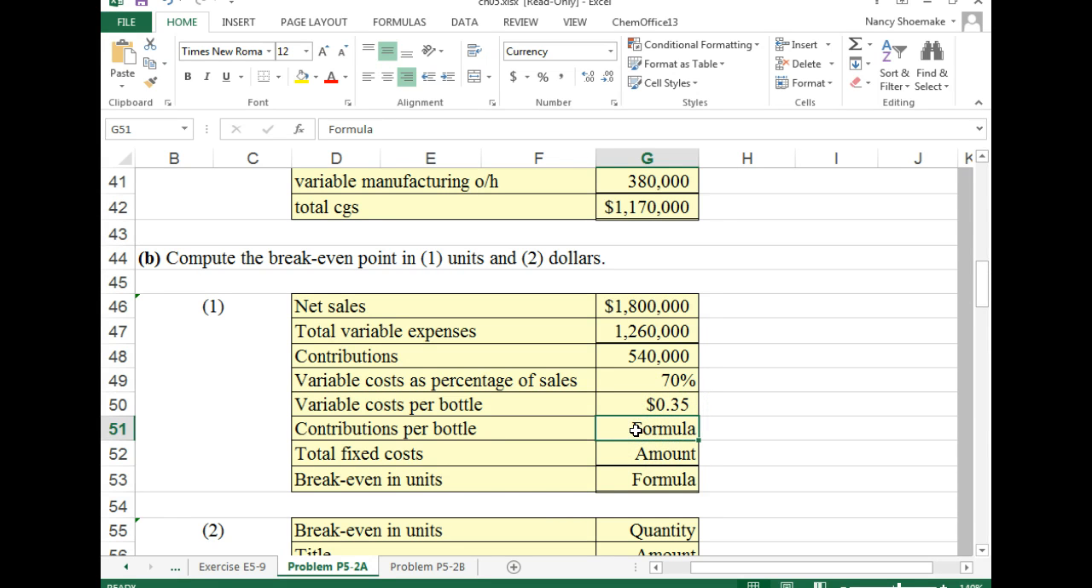Contributions per bottle. How much is the amount we get to contribute per bottle? If the 50 cents is what we purchase it for, our variable cost are 35 cents. Aren't our contributions per bottle 15 cents then? Right? So basically, our contributions per bottle are going to be our 50 cents minus our 35 cents. So our contributions per bottle are basically 15 cents. Okay? Got it? Equal 15 cents. So, what are our total fixed costs?